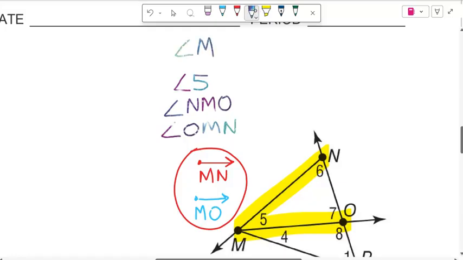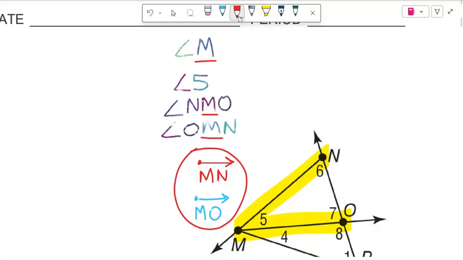Angle M. Okay. I'm going to underline something here. What do you guys see in common with those three when we're using letters? The point that's in the middle. The vertex is in the middle. Write that down. When naming an angle, the vertex has to be in the middle.